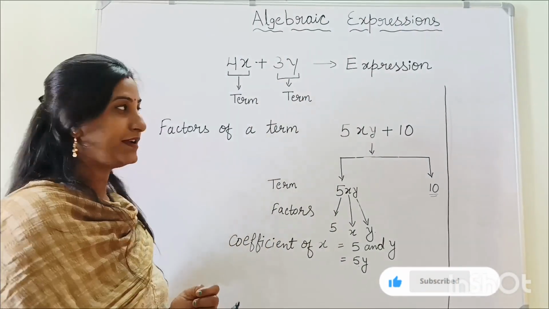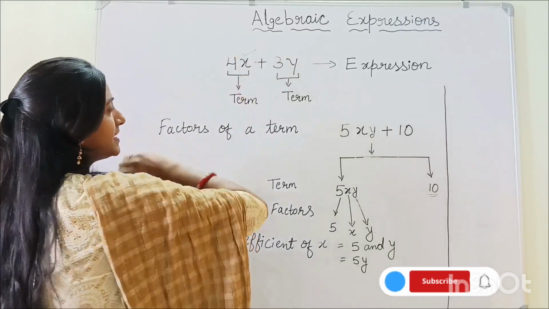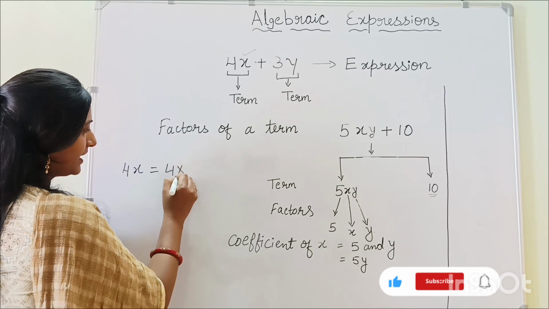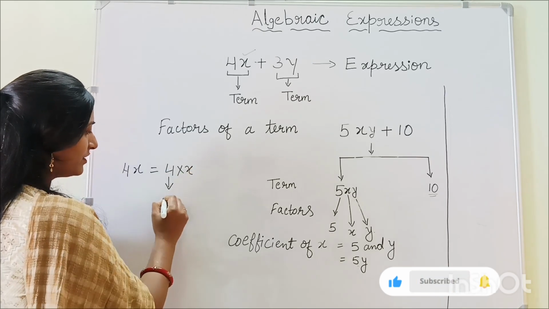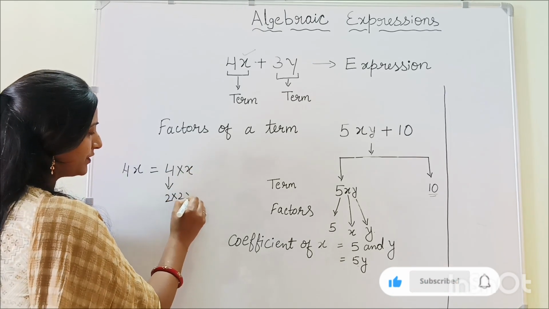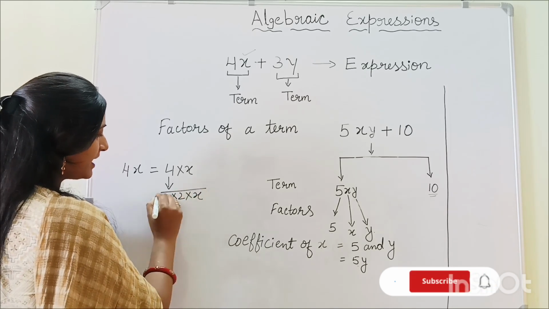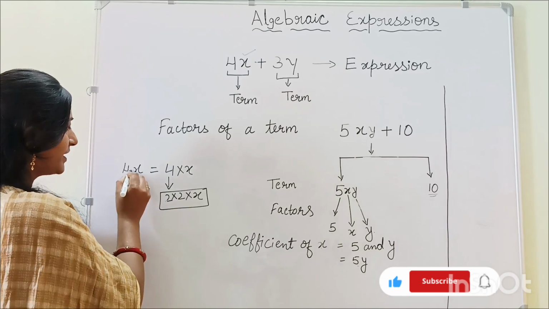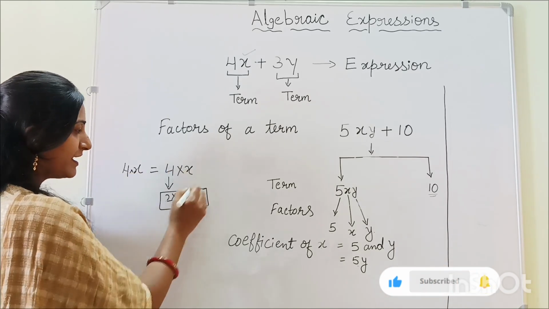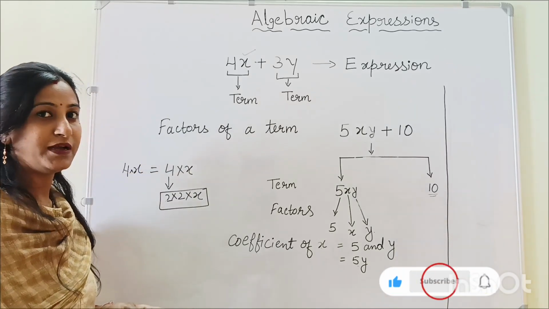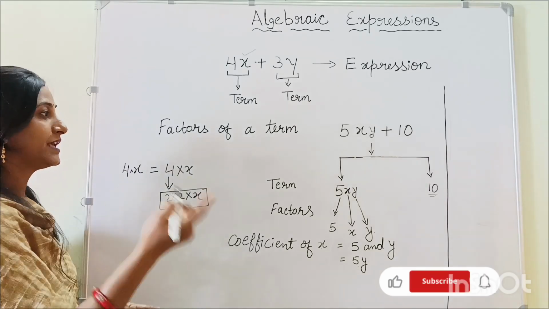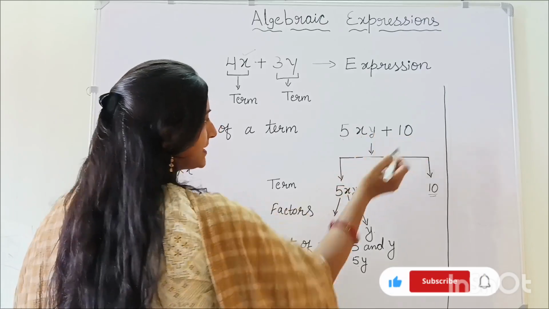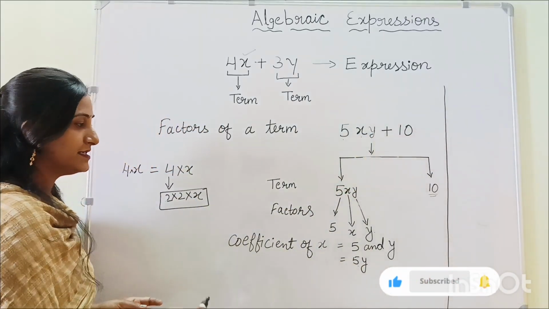Next is factor. What do we mean by factor? Suppose the first term is 4x. 4x can be written as 4 into x, or if we split 4 further, we can write 2 into 2 into x. These are all factors when we split it as a product, because 4 is multiplied by x and we are writing it in multiplication form. Same here, in the expression 5xy plus 10, we will see what the factors are.